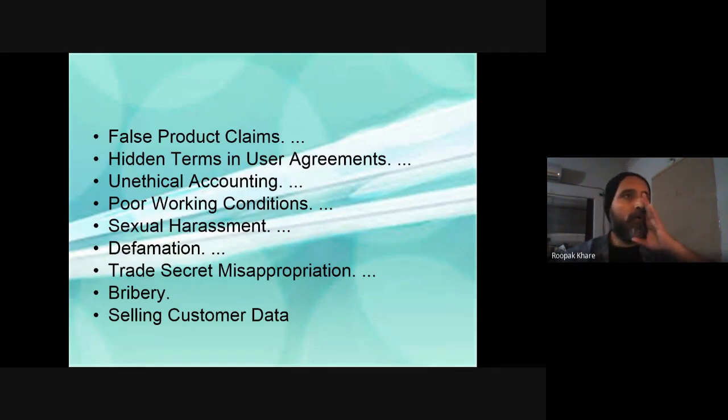Poor working conditions, keeping your employees in bad conditions, not giving them proper sitting facilities and right breaks, all those things. Poor working conditions. Sexual harassment is another very big issue the world over in all sorts of companies, all sorts of business setups, and that has to be tackled well. Defamation. So, for selling your own product, you're defaming somebody else, maybe. Defamation. Trade secret misappropriation, right?